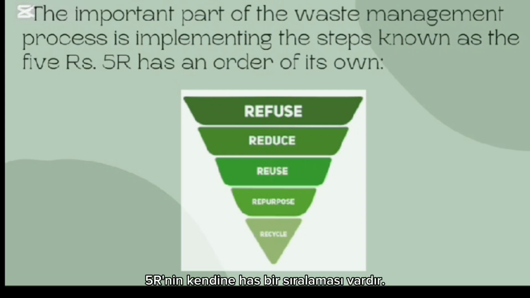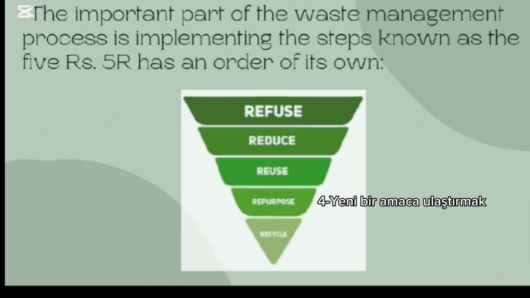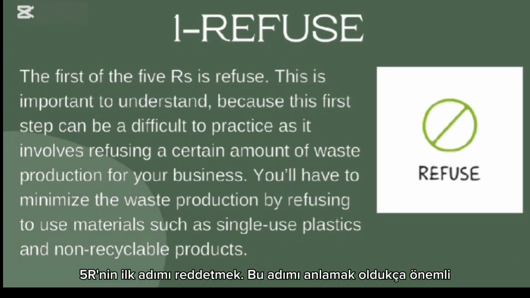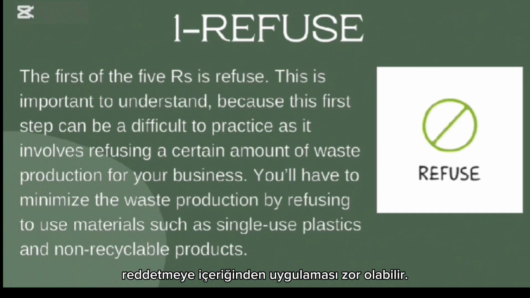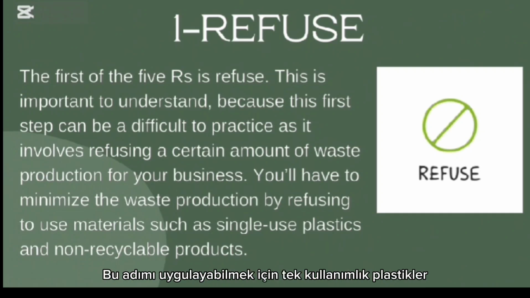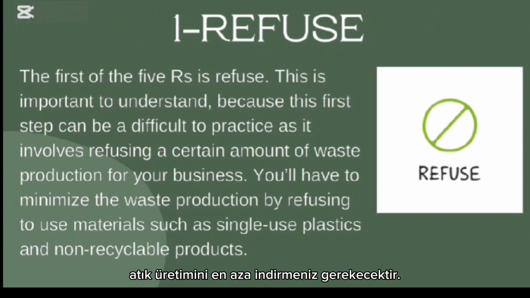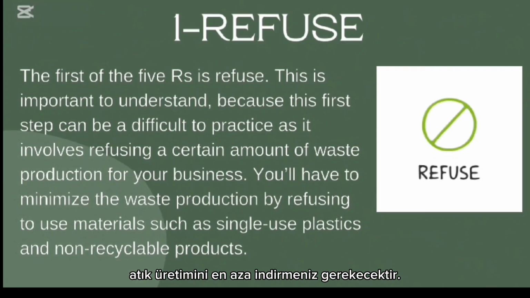5R has an order of its own, which is refuse, reduce, reuse, repurpose, and recycle. Step 1. Refuse. The first of the 5Rs is refuse. This is important to understand because this first step can be difficult to practice as it involves refusing a certain amount of waste production for your businesses. You'll have to minimize the waste production by refusing to use materials such as single-use plastics and non-recyclable products.